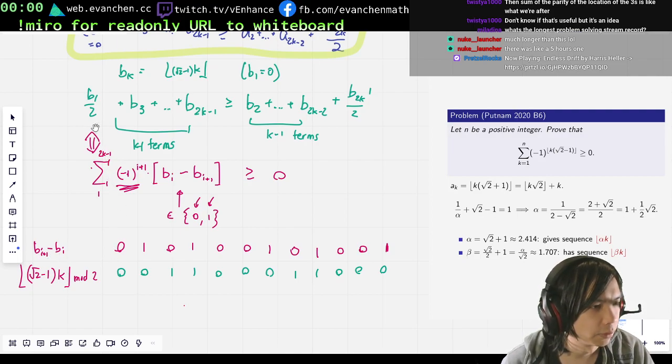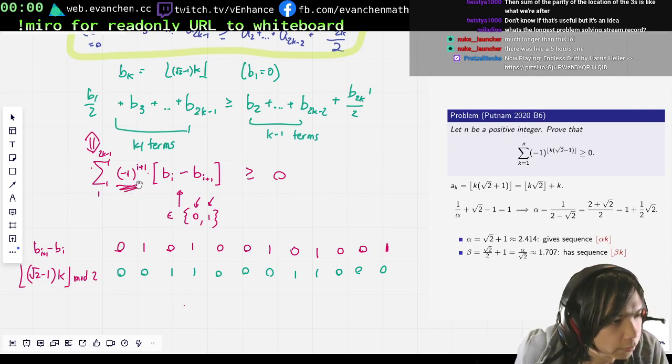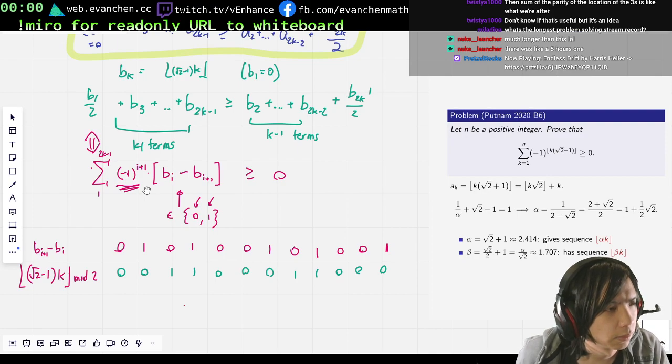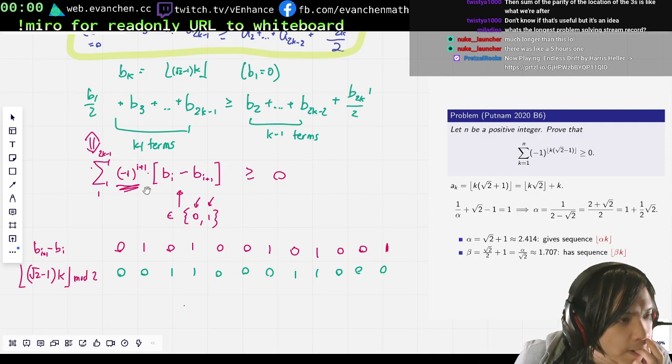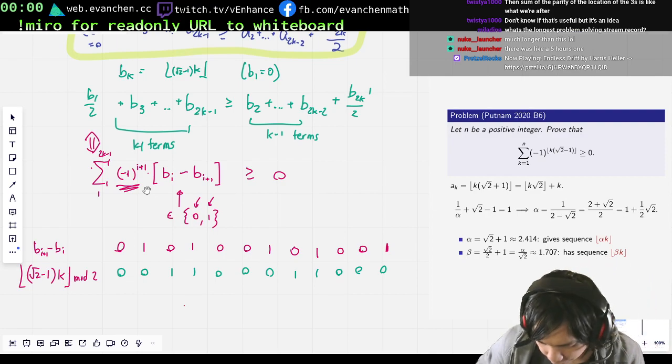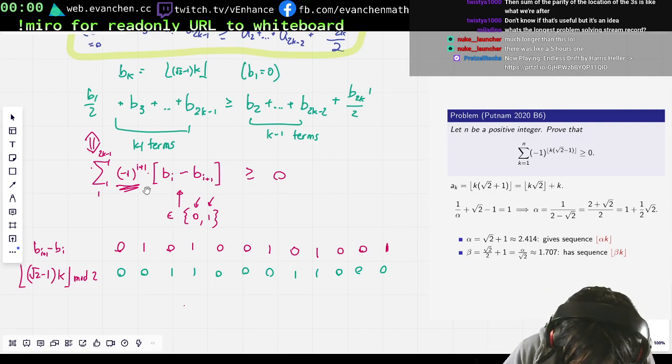Also, why is the sign flipped? No, the sign's fine. For I equals 1. Hang on. Did I flip the sign? I flipped the sign, didn't I? Yeah, it should be b sub I plus 1 minus b sub I. Oops.